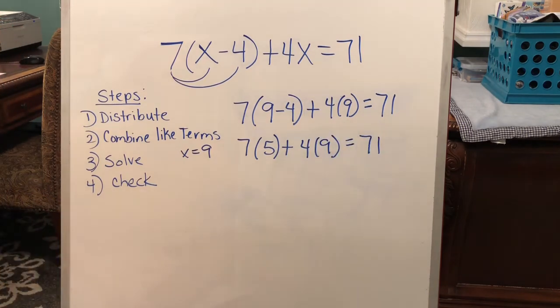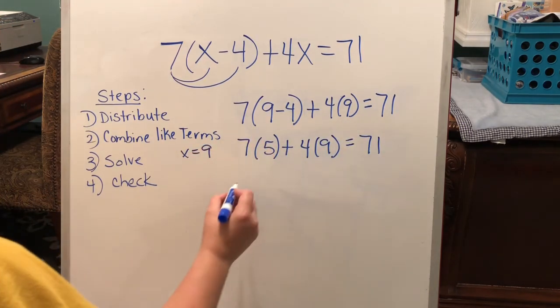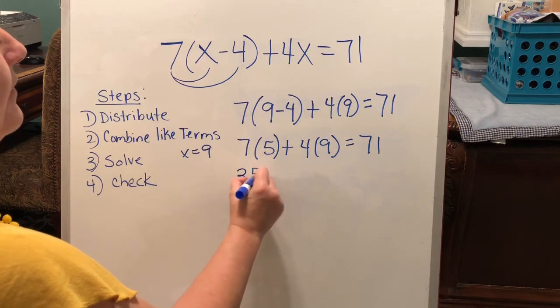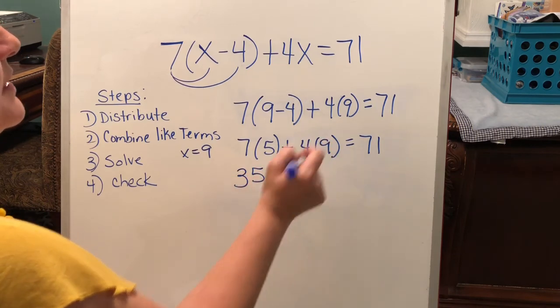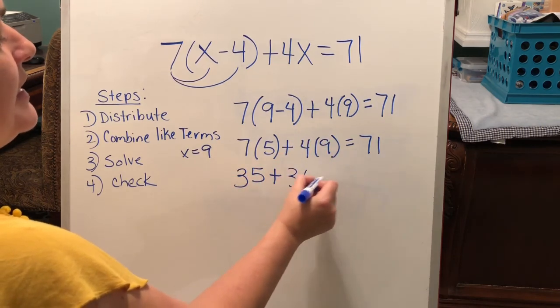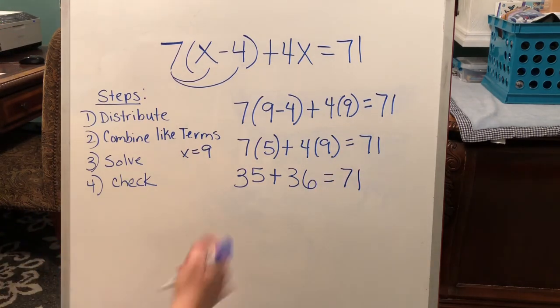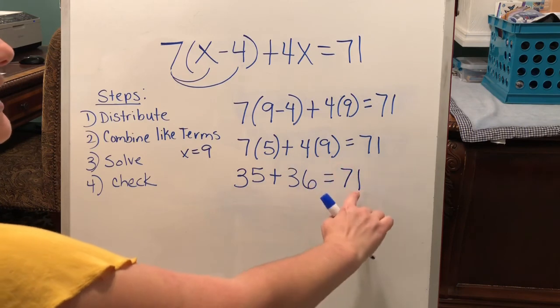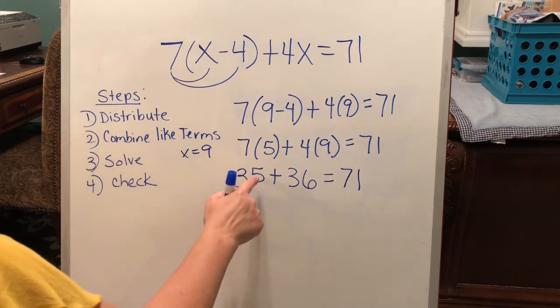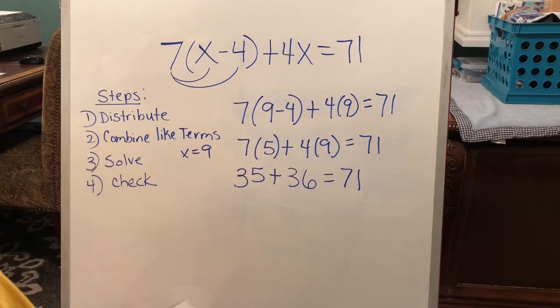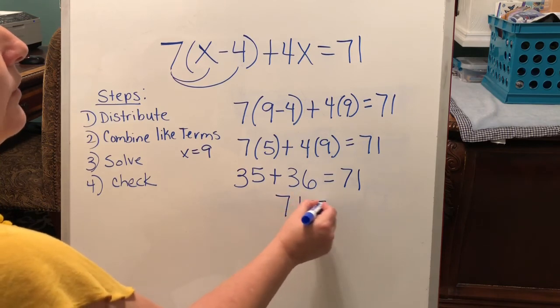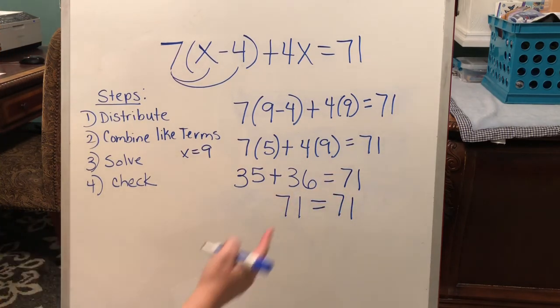Let's go ahead and do all of our multiplication. 7 times 5 is 35. Plus 4 times 9, 36 equals 71. If our answer is correct, this side will indeed equal that side. 35 plus 36 is 71 equals 71. And this makes a true statement. This is how you solve a simple pre-algebraic expression.